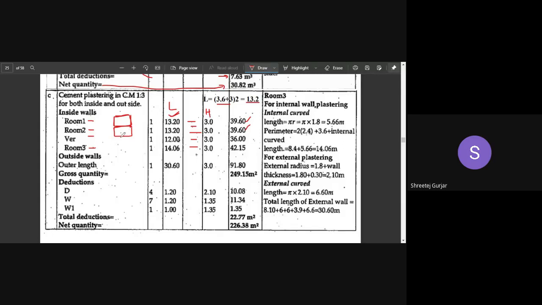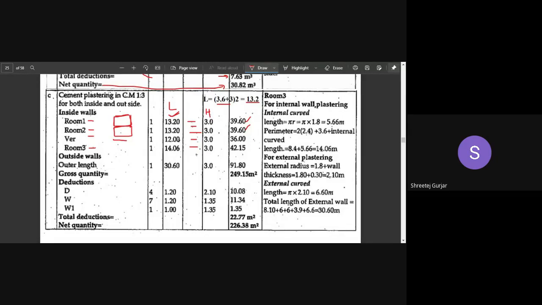Now moving on to veranda. You can observe the veranda dimensions, it is 3.6 into 2.4. So 3.6 plus 2.4, into 2, you get your length as 12 meters, and the height of my veranda is 3 meters. So I get the quantity of cement plastering for veranda, that is 36 meters squared. All of these values are in meters squared, remember, because we are multiplying only two quantities.